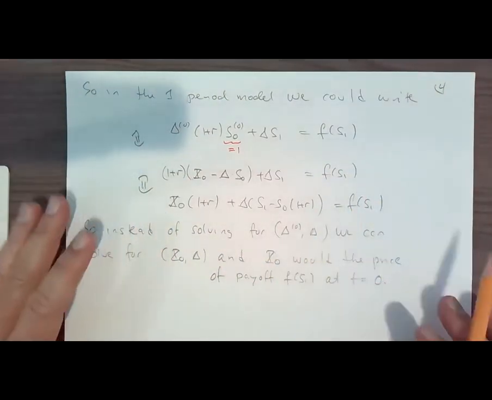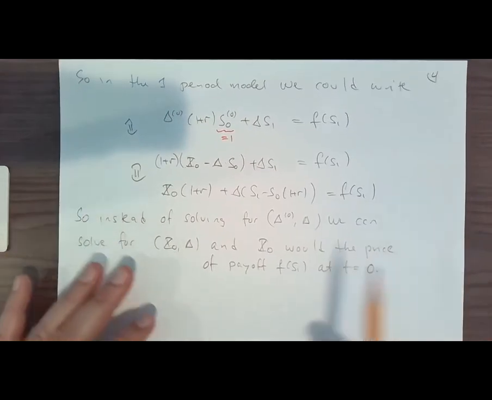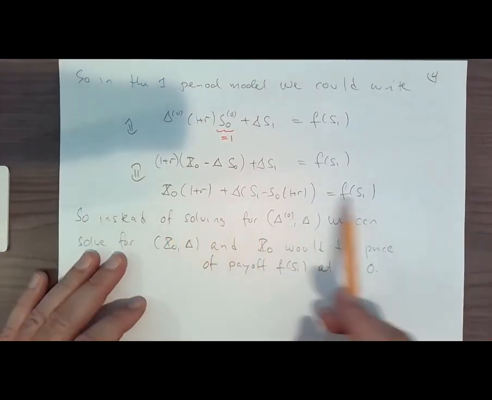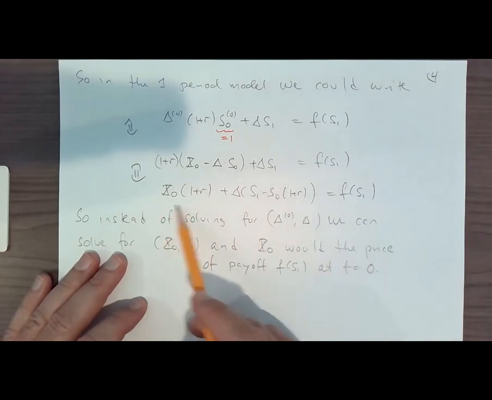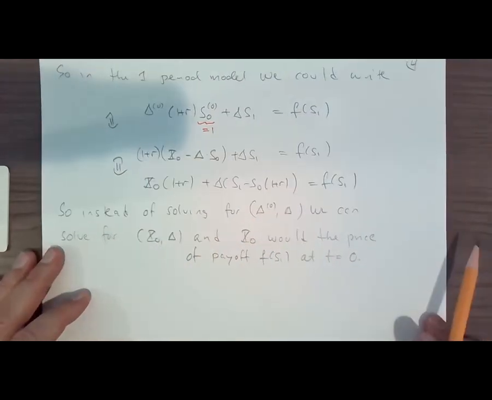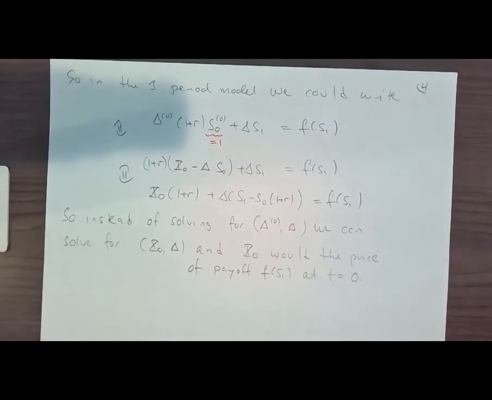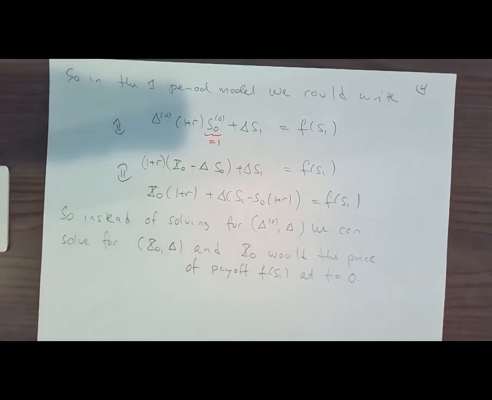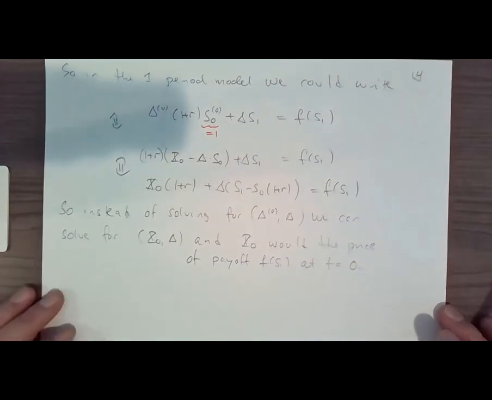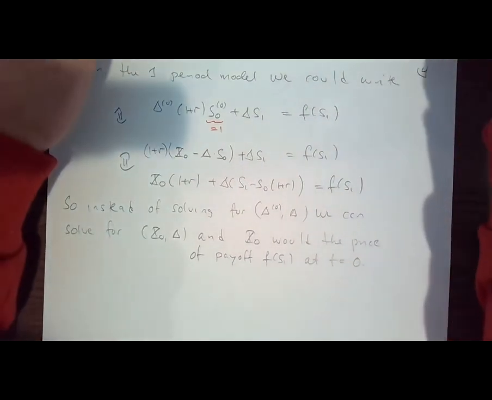So there are several ways to re-express these formulas, and this one here for the multi-period model seems to be the one that the textbook prefers that we use, and so I'll go along with it. Any questions up to this point?